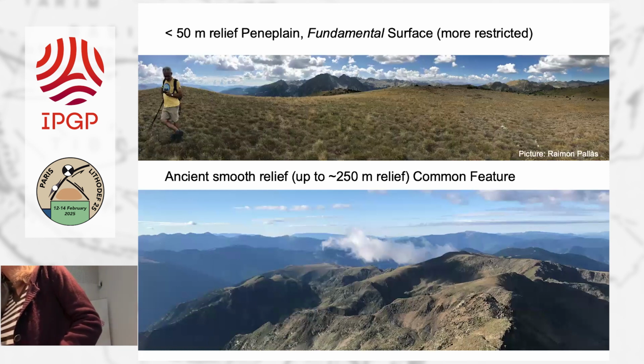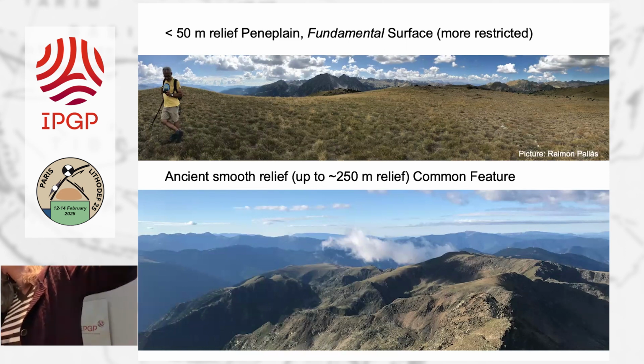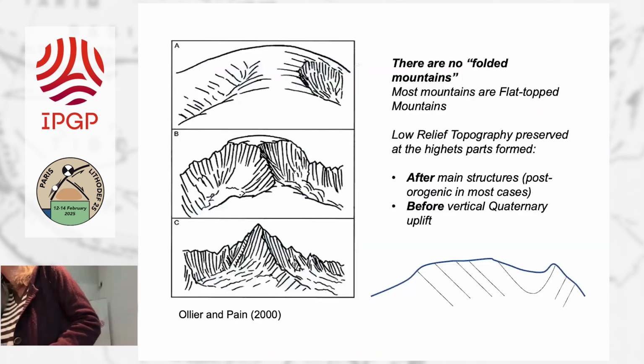And our vision is that at some points, these are pictures from the Pyrenees, they are really flat surfaces, but at other places, you cannot produce a flat relief at this height, and they are the remnants of a low relief that can still have 250 or 300 meters of relief. So it's not completely horizontal, or it can have more than 20 degrees slope, for instance.